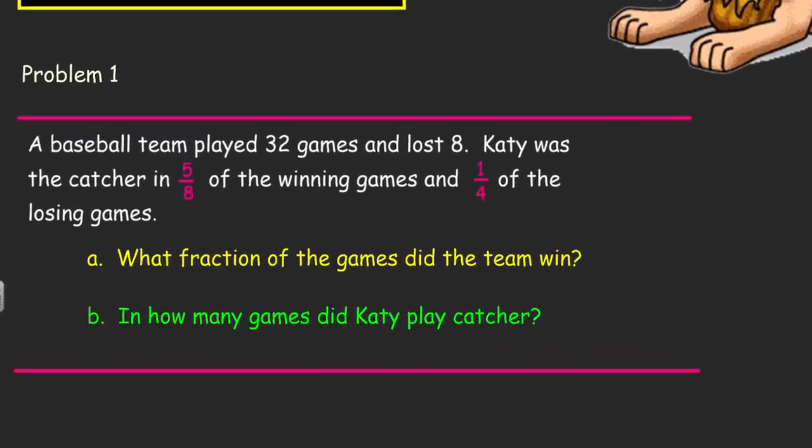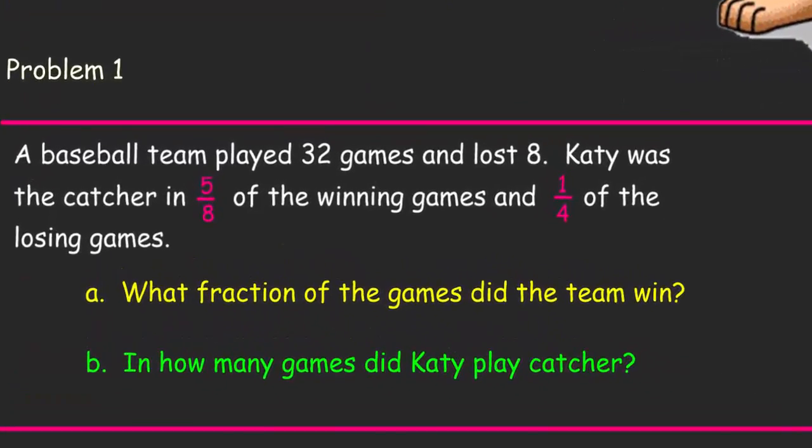It says here, a baseball team played 32 games and lost 8. Katie was the catcher in 5/8 of the winning games and 1/4 of the losing games. Okay, we have two questions here. The first one says, what fraction of the games did the team win? And B says, in how many games did Katie play catcher? Okay, I'd say this is a pretty challenging problem.